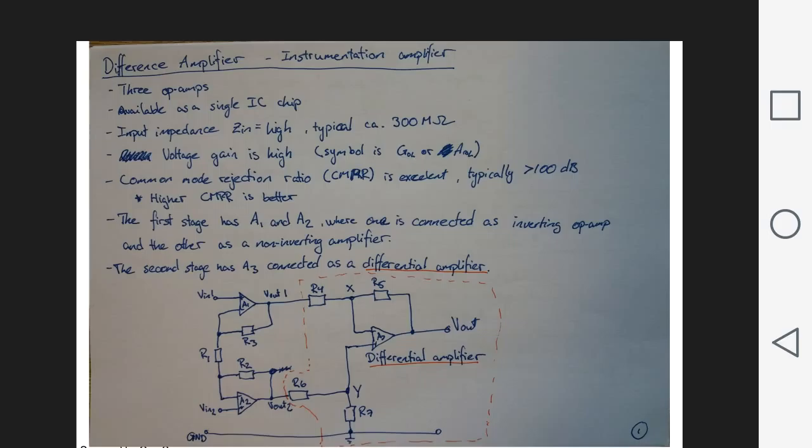As mentioned before, it consists of 3 operational amplifiers, and if you look at the circuit diagram below, you can see those 3, where the first stage has A1 and A2 that are connected as inverting and non-inverting amplifiers, and in the second stage you have A3, which is connected as a differential amplifier and is within the dotted orange line.